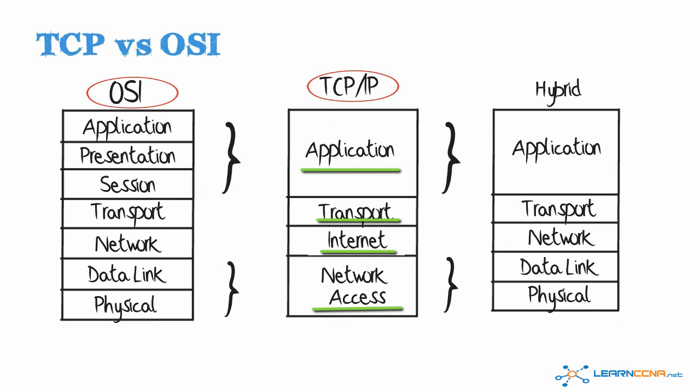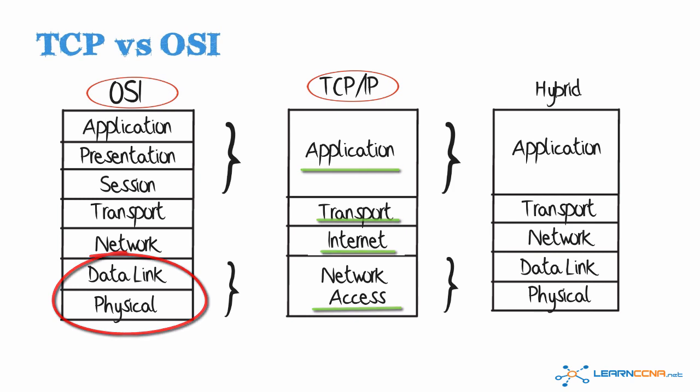TCP/IP had its own model, which consisted of the application layer, the transport layer, internet layer, and network access layer. As you can see here, the top 3 layers of the OSI model are grouped into a single layer. So application, presentation, and session are grouped as a single layer called application. The transport layer is equivalent, and the network equivalent is known as the internet layer. The data link and physical layers are grouped together into what's called the network access layer in the TCP/IP model.